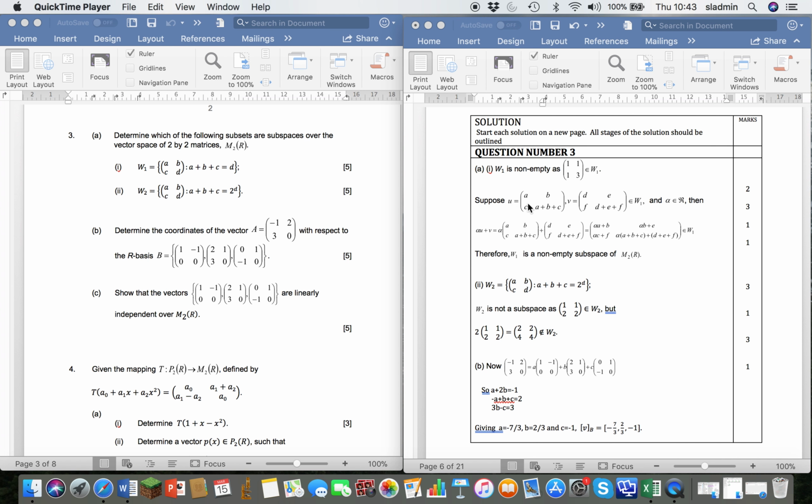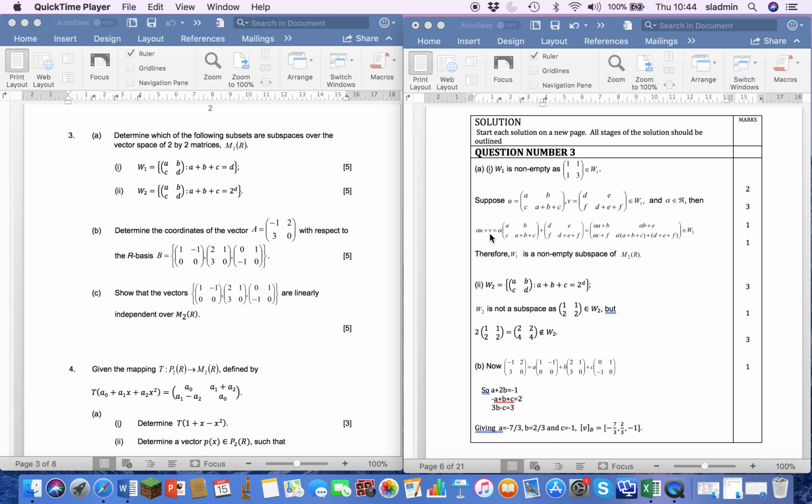Now we take two general vectors which are in W1. So we take a, b, c, and notice that d is a plus b plus c. And here's another vector, d, e, f, and you'll notice that this element in the matrix is equal to d plus e plus f. So both u and v belong to W1, and we take alpha to be a real number.